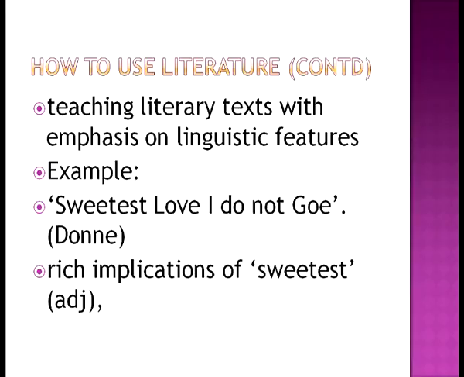So, while teaching literary texts with emphasis on linguistic features, it is important to draw their attention to such features. Let's take an example. "Sweetest love, I do not go." It's the first line of a poem by John Donne. Now, mark the rich implication of "sweetest." It is an adjective, the superlative degree of the adjective. Why has this superlative form of adjective been used here?